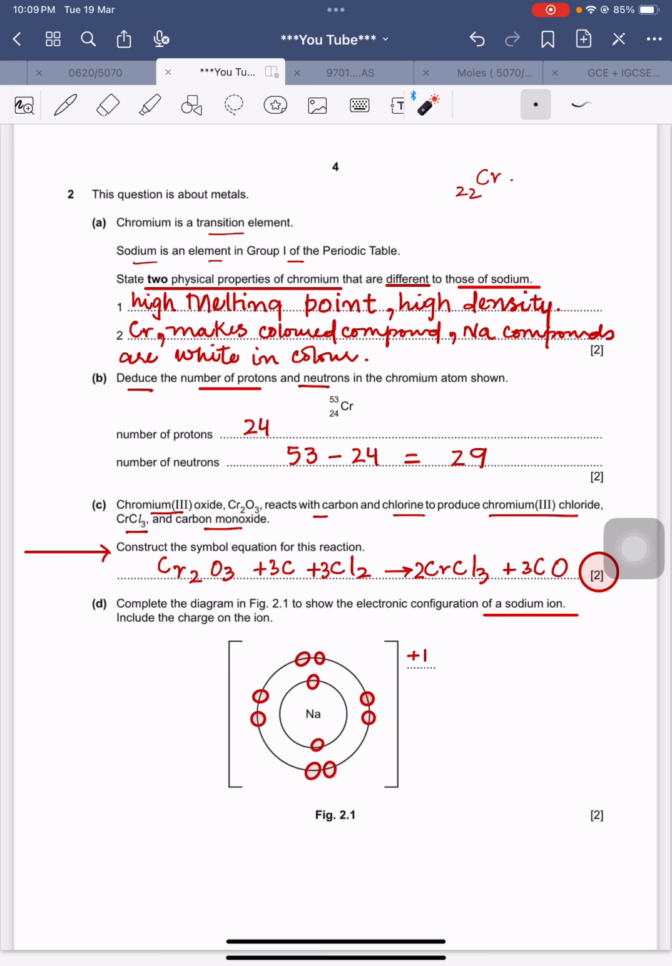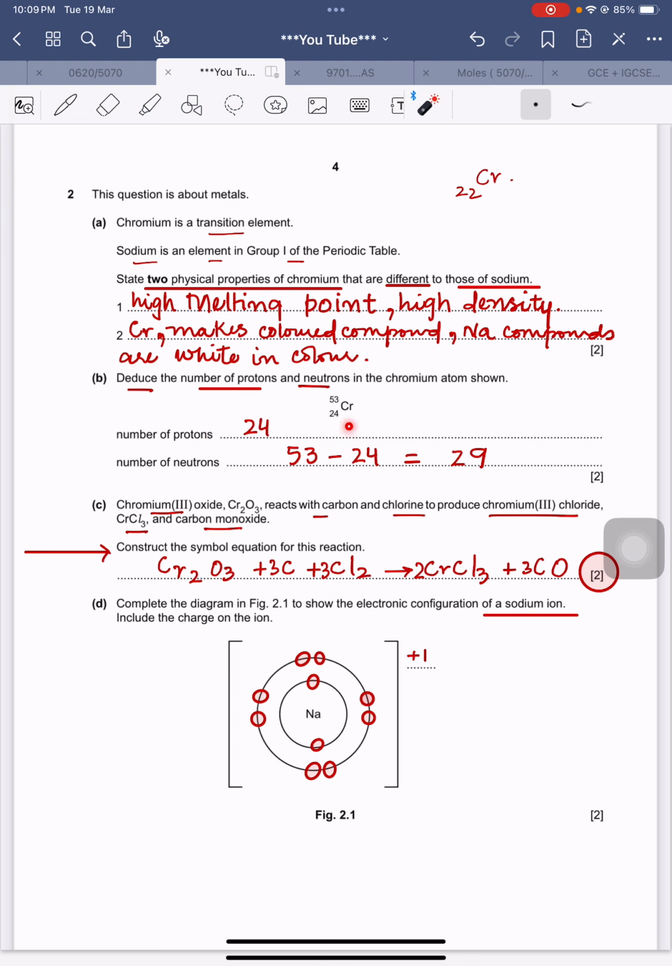Okay, deduce the number of protons and neutrons in the chromium atom. Guys, this is the chromium atom written in the paper. It might be different from that of the periodic table, as they might give you some element's isotope. So you have to give the answer according to your paper. How many protons are there?